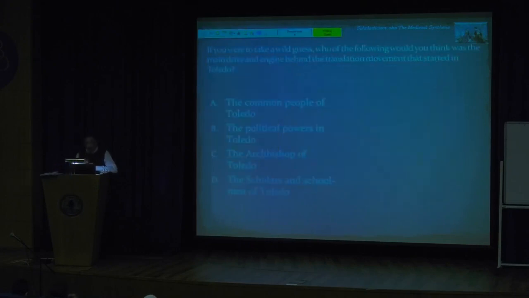So just before we move on, just again a quick question. As we said, what you, as 21st century students, decided, let's study, let's translate, happened in Toledo in the 11th century, 12th century. And who do you think was the main driving force behind that decision in Toledo? Was it perhaps the common people of Toledo who said, yeah, sure, come on, let's translate and study? Or was it the political powers of Toledo?